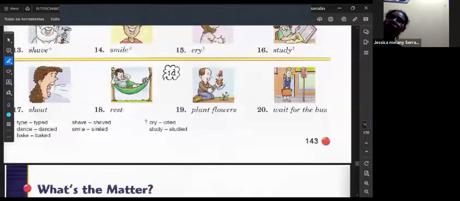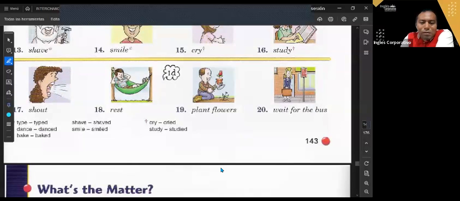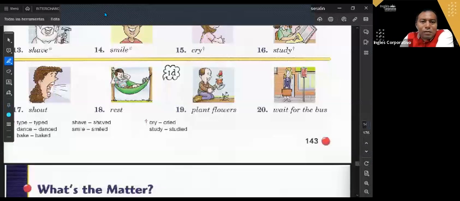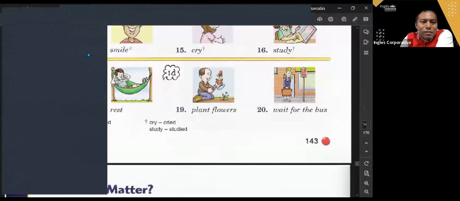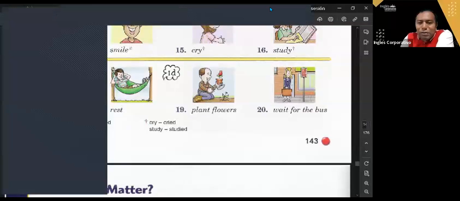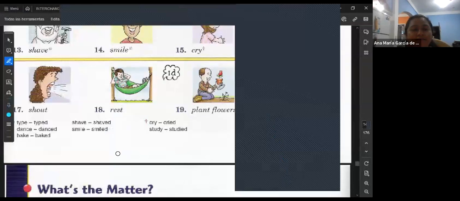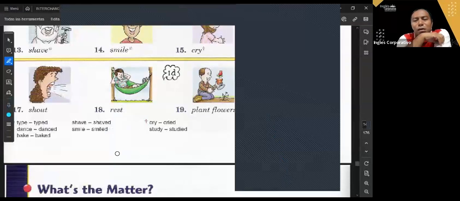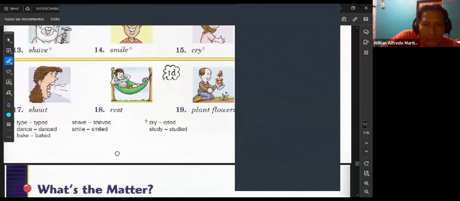Vamos a ver, las últimas cuatro. Participantes, can you help me, please? Ahorita voy a cerrar. Can you help me? Vamos a ver quién. Can you help me, please? Okay, Ana María García, ¿me puede ayudar? So ask the question. Yes, the question. What did you do yesterday? William Alfredo, can you talk? I shouted. Sería la respuesta. Okay. I shouted.